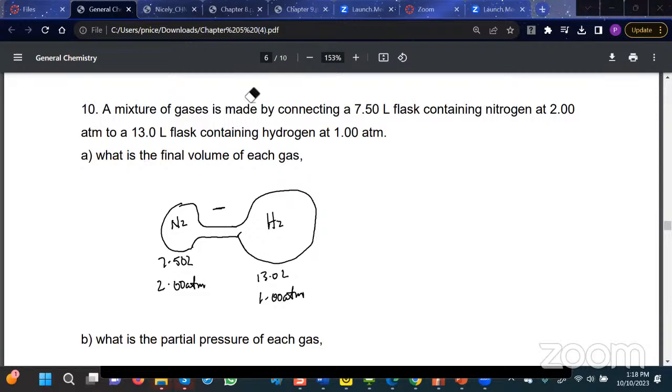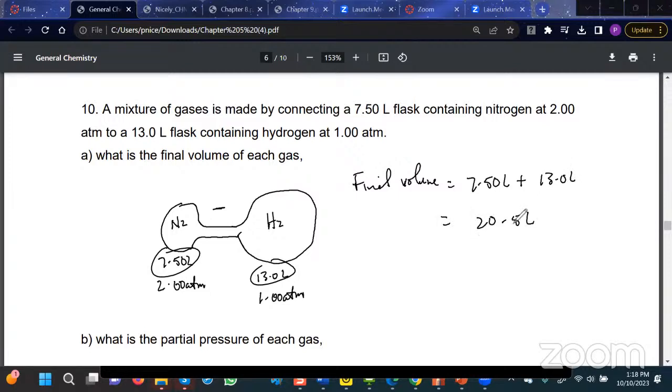So that means that for the first question, the final volume is simply the sum of these two numbers. So it's going to be equal to 7.50 liters plus 13.0 liters, and that gives you 20.5 liters, all right? For some reason, I'm having difficulty writing using this here. So this is going to be 20.5 liters, all right? Okay, so that answers the first question, the A part.